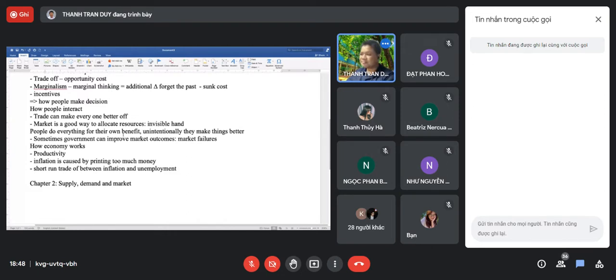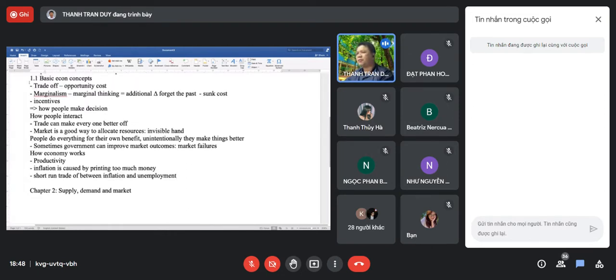Any questions about the first chapter, Introduction of Economics? Any questions?